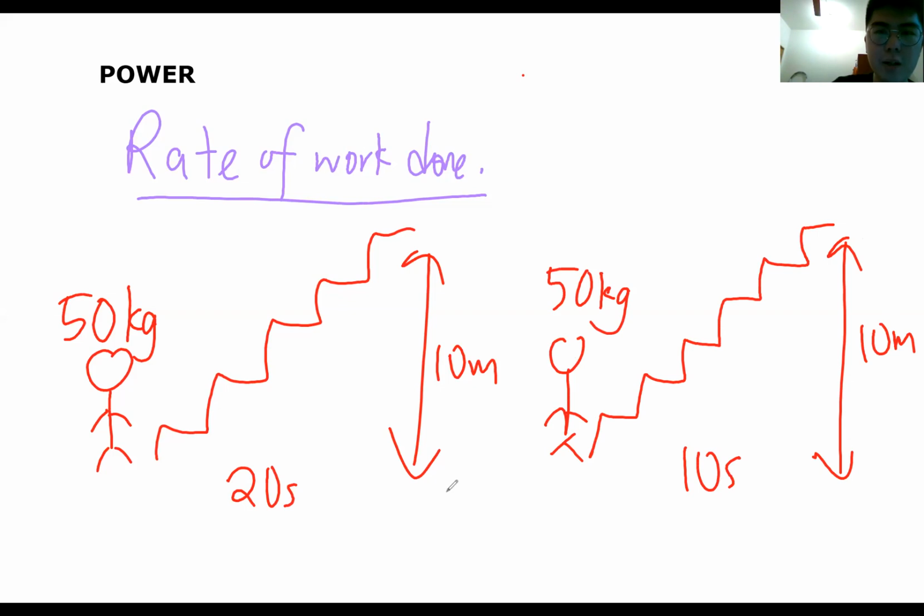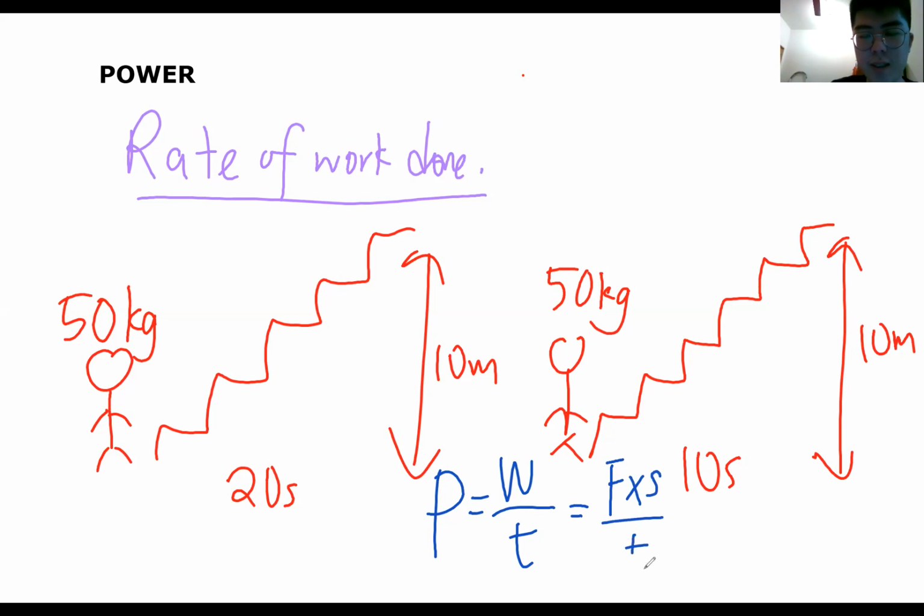So if you want to calculate power, power will be equal to work done divided by time. How much the work is done, divided by time. Just add time inside, then you get power. So work done is Fs, right? So F times S divided by T.